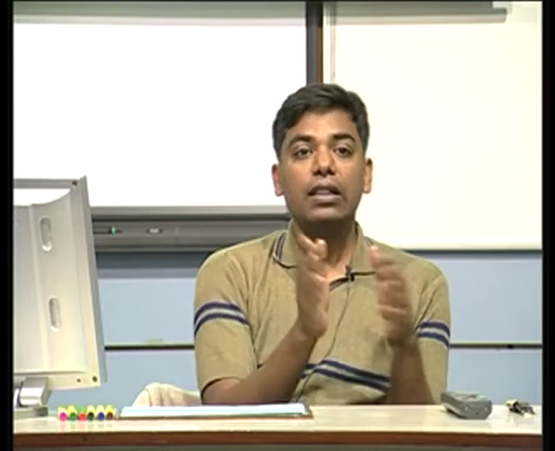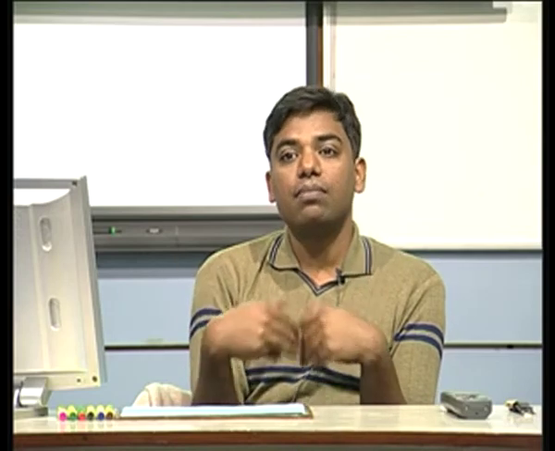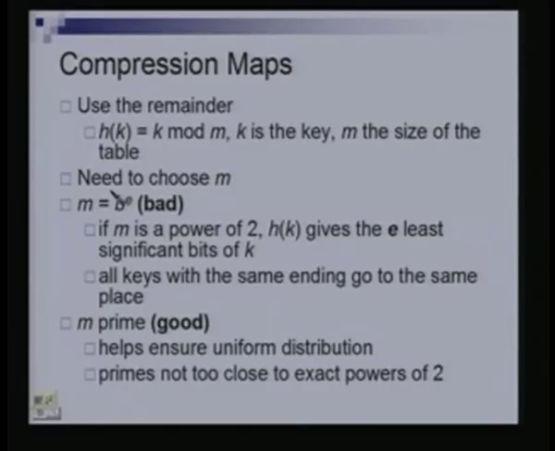Now, this is bad, because what we are doing is we are forgetting the other bits of the integer. We are just taking some small set of bits, the last 10 bits, and basing the hash function on that, right. So, one should not do such a thing. If you are using this simple compression map, then you should not pick the size of your hash table to be some power of 2.